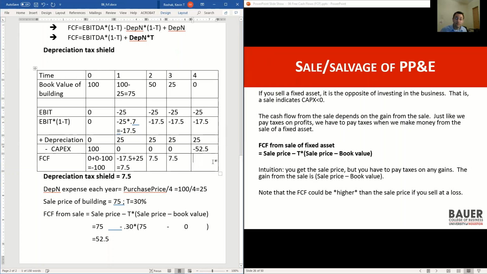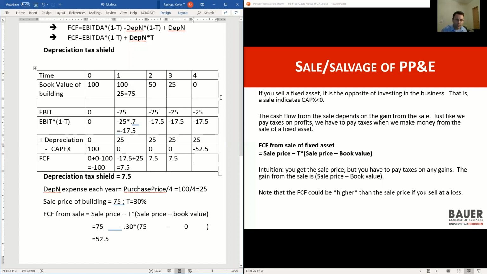So the free cash flows at time 4 is now going to change because we sold the asset. The free cash flow is going to be the minus 17.5, which was EBIT times 1 minus T, plus depreciation. So now we're up to 7.5, and then minus a negative 52.5. Okay, so it's going to work out to be $60 in free cash flows.